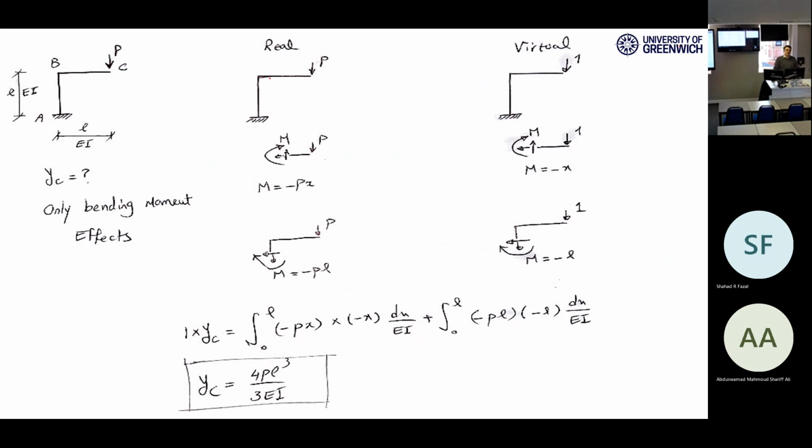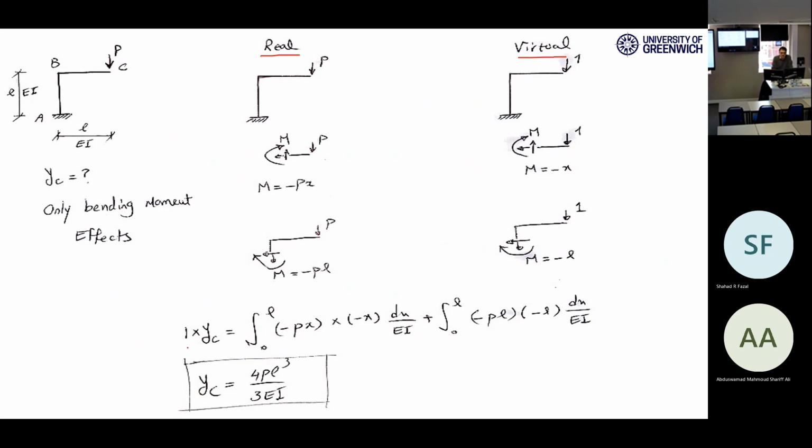We need a real structure, which is this one. This is the real structure, whatever you have in your tutorial. And the virtual structure is the real structure without loading, and the loading on the virtual structure depends on what you are going to calculate, right? I'm going to calculate YC in the vertical direction. That's why I put a virtual load here in the vertical direction, and I just put 1 as a value.